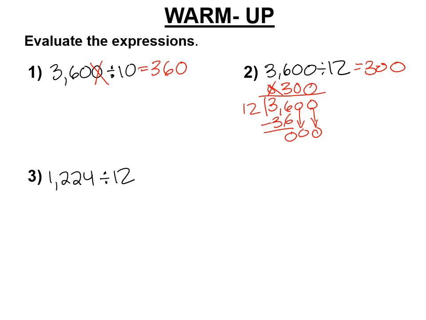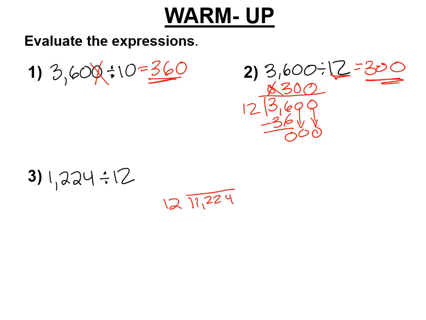10 went into 3,600 360 times, right? 12 goes into it a little less. It goes in 300 times. Right, so let's try 12,000, that's 1,224, sorry. Try that one. This is a problem that many students mess up. So there's something tricky about this. See if you can get it right.